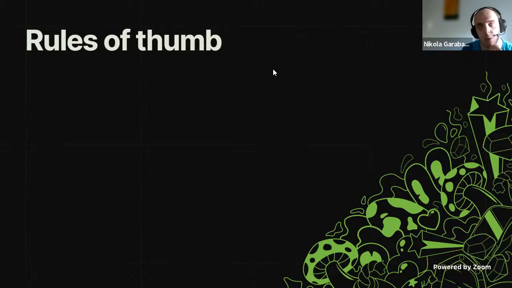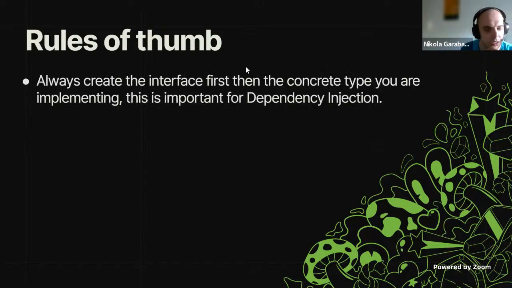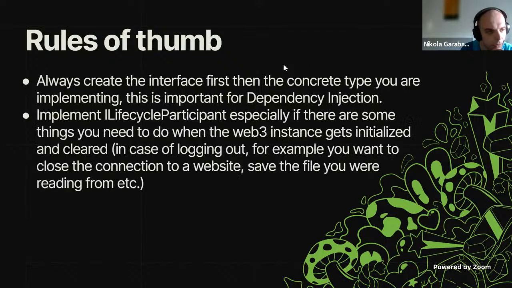There are several rules of thumb that you should follow, but I guess this is not going to be super clear now, but more clear after the demo. Essentially, you should always create the interface first, then the concrete type you are implementing, and that is very important for the dependency injection itself. Implement the ILifecycleParticipant interface, especially if there are some things you need to do when the Web3 instance gets initialized or destroyed, like in case of logging out.